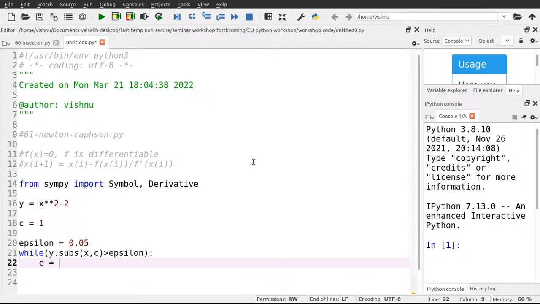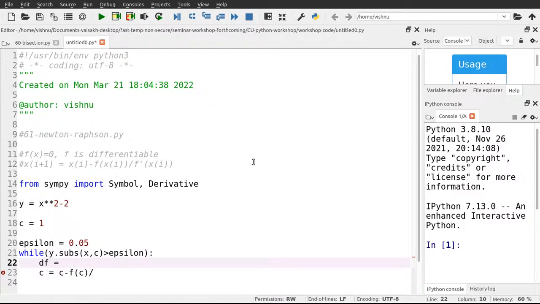So c is equal to the previous value itself, c. Remember that in programming, the right side is computed first and then stored in the left side variable. So we can safely use c = c minus f of c divided by, now we require the derivative. Okay, let us find the derivative also.